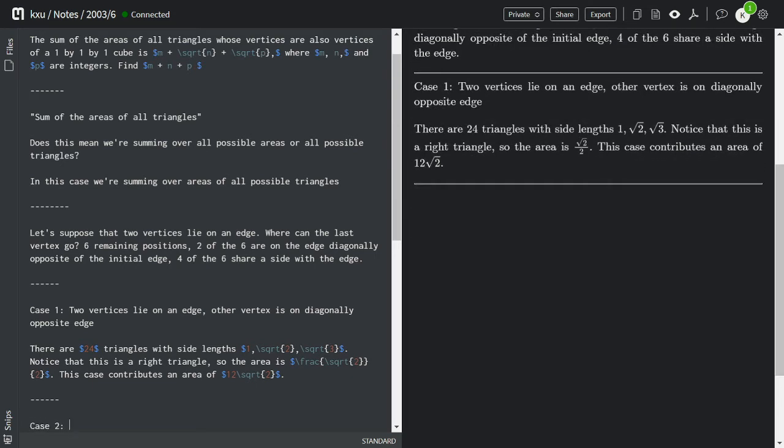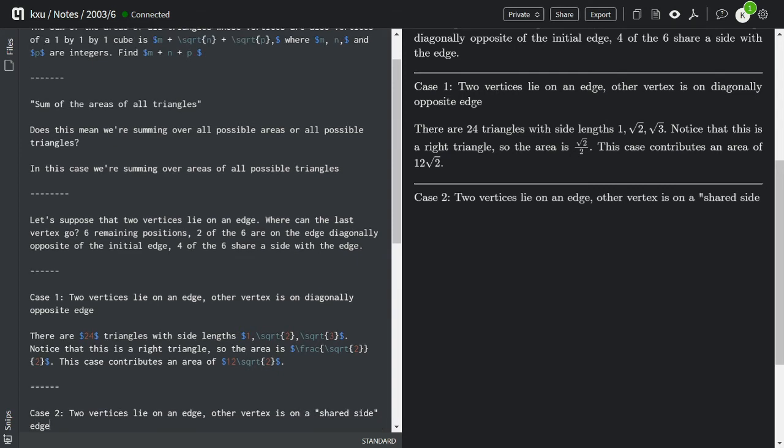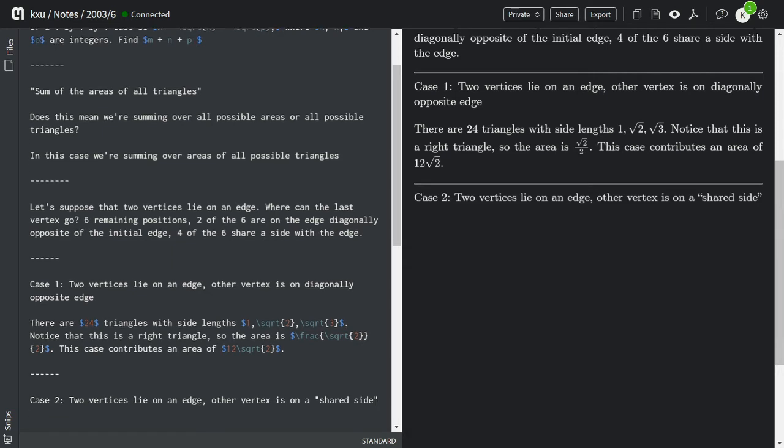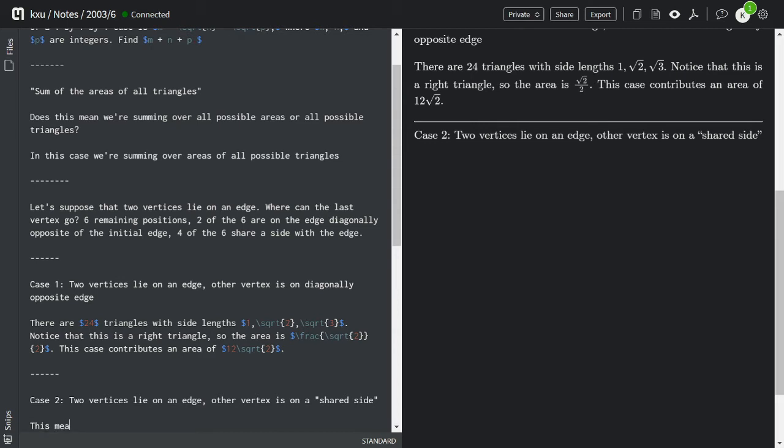So case 2 now. Two vertices lie on an edge, and the other vertex is on a shared side. So this means that all three vertices lie on a side. So the area is 1/2.